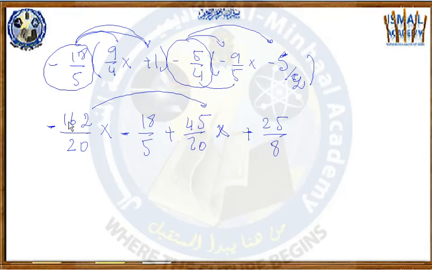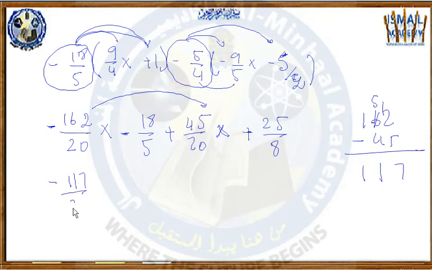So we have 162 minus 45, what is it? I take 10 from here and put the 10 here. So it's 12 minus 5, which is 7. Then 5 minus 4 is 1. So it's going to be minus 117 over 20x. So this means this is gone.